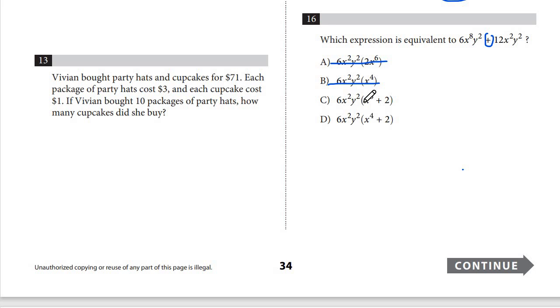Or what we could do, we could just distribute the x squared to the x to the 6, and that's going to give us an x to the 8, which we have here. And that means we already have the right answer, because if you distribute the x squared to the x to the 4 here, we would get x to the 6. But there is no x to the 6 in the first term. So that's why the option is C.